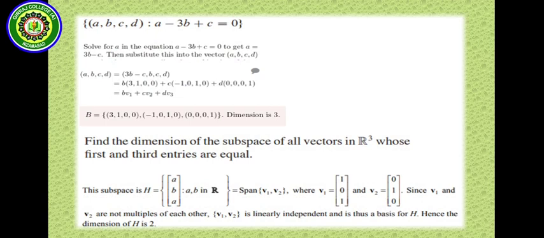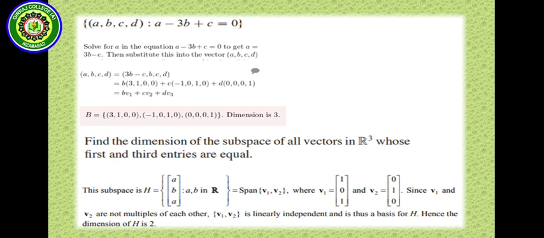So second problem. (a, b, c, d) such that a minus 3b plus c equals 0. So here we write one equation, or a equals 3b plus c. That value we write in (a, b, c, d). So here we substitute the a value and get a vector in 3 variables b, c, d. So we write the b coefficients, c coefficients and d coefficients. So (a, b, c, d) is a linear combination of 3 vectors v1, v2, v3. So the vectors are (3, 1, 0, 0), (minus 1, 0, 1, 0), (0, 0, 0, 1).